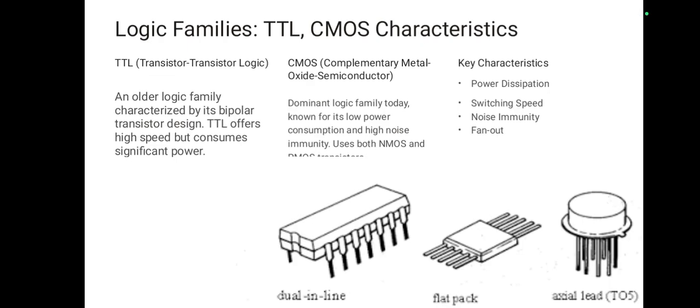Logic families come under transistor-transistor logic and complementary metal oxide semiconductor characteristics. The first is transistor-transistor logic, an older logic family characterized by its bipolar transistor design. TTL uses only transistors, offers high speed but consumes significant power. But as we can see in the case of complementary metal oxide semiconductor, the dominant logic family today, known for its low power consumption and high noise immunity, it uses both NMOS and PMOS transistors. Key characteristics of both these types are power dissipation, switching speed, noise immunity and fan out.